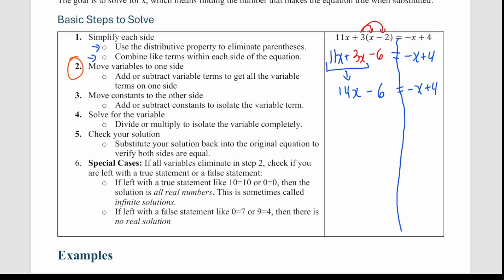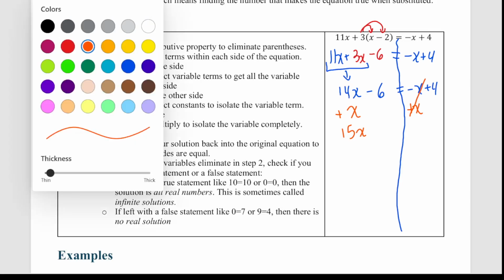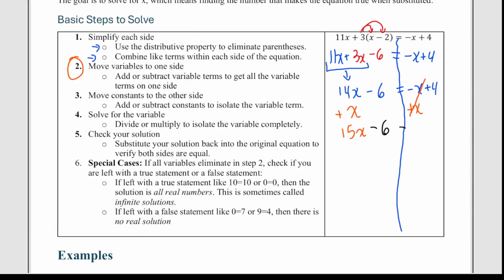So in this case, I'm going to undo adding a negative x by adding a positive x. And what do I mean by undo? I mean that negative x plus positive x makes 0. That's what that canceling out means. And then 14x plus x equals 15x. And then I'm otherwise just going to drop down the rest of my equation as is.